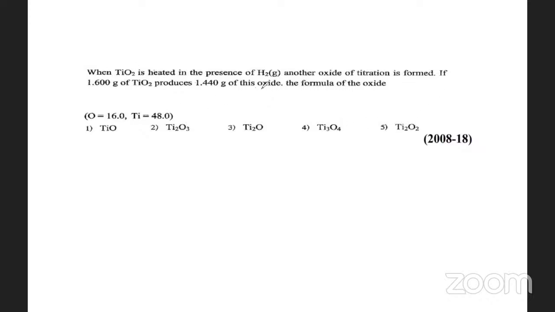Next question is from 2008. When titanium dioxide is heated in the presence of H2 gas, another oxide of titanium, this is titanium, not titration, titanium is formed. If 1.6 grams of titanium dioxide produces 1.44 gram of this oxide, find the formula of the oxide. Now this is going to be a tricky question. Yeah, it's going to be very tricky.